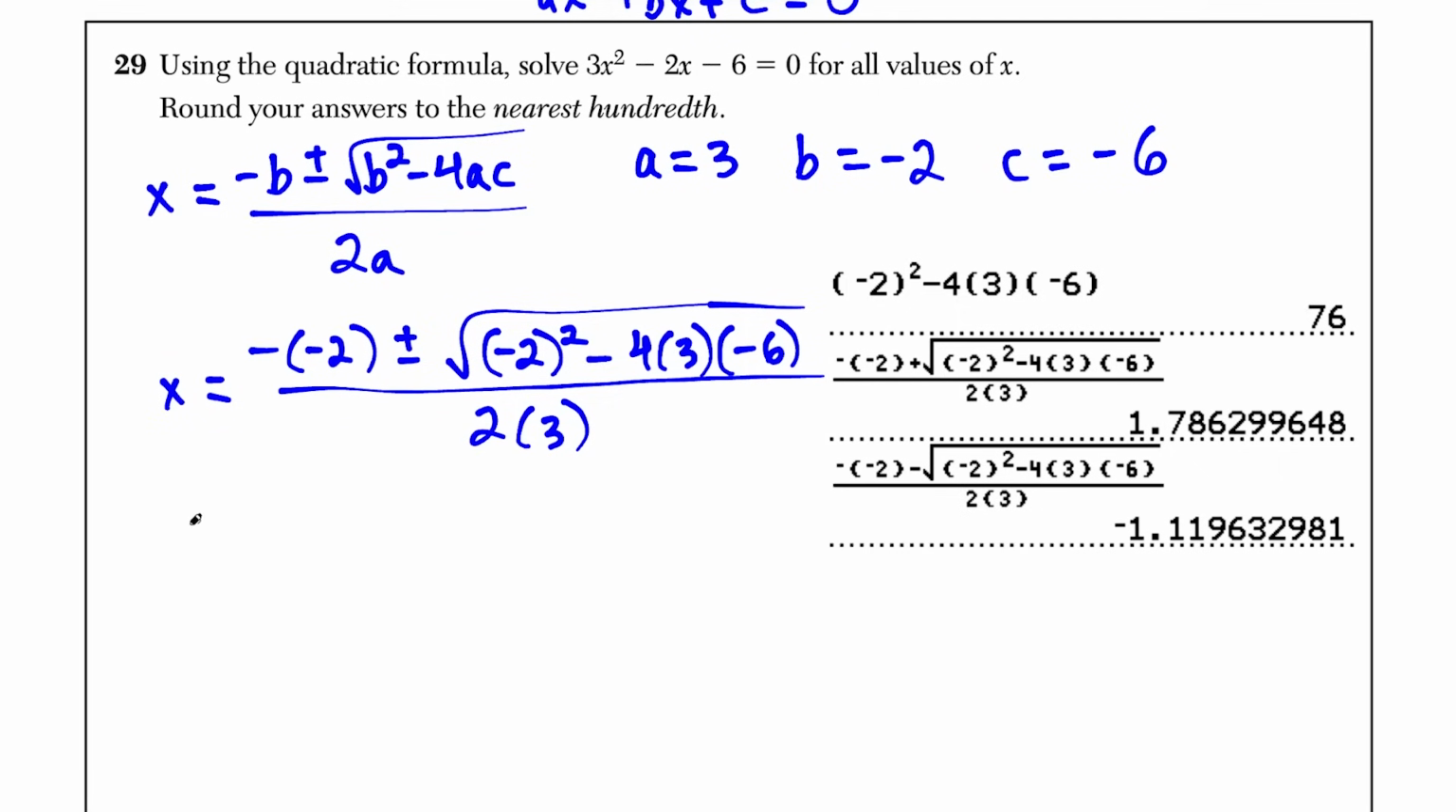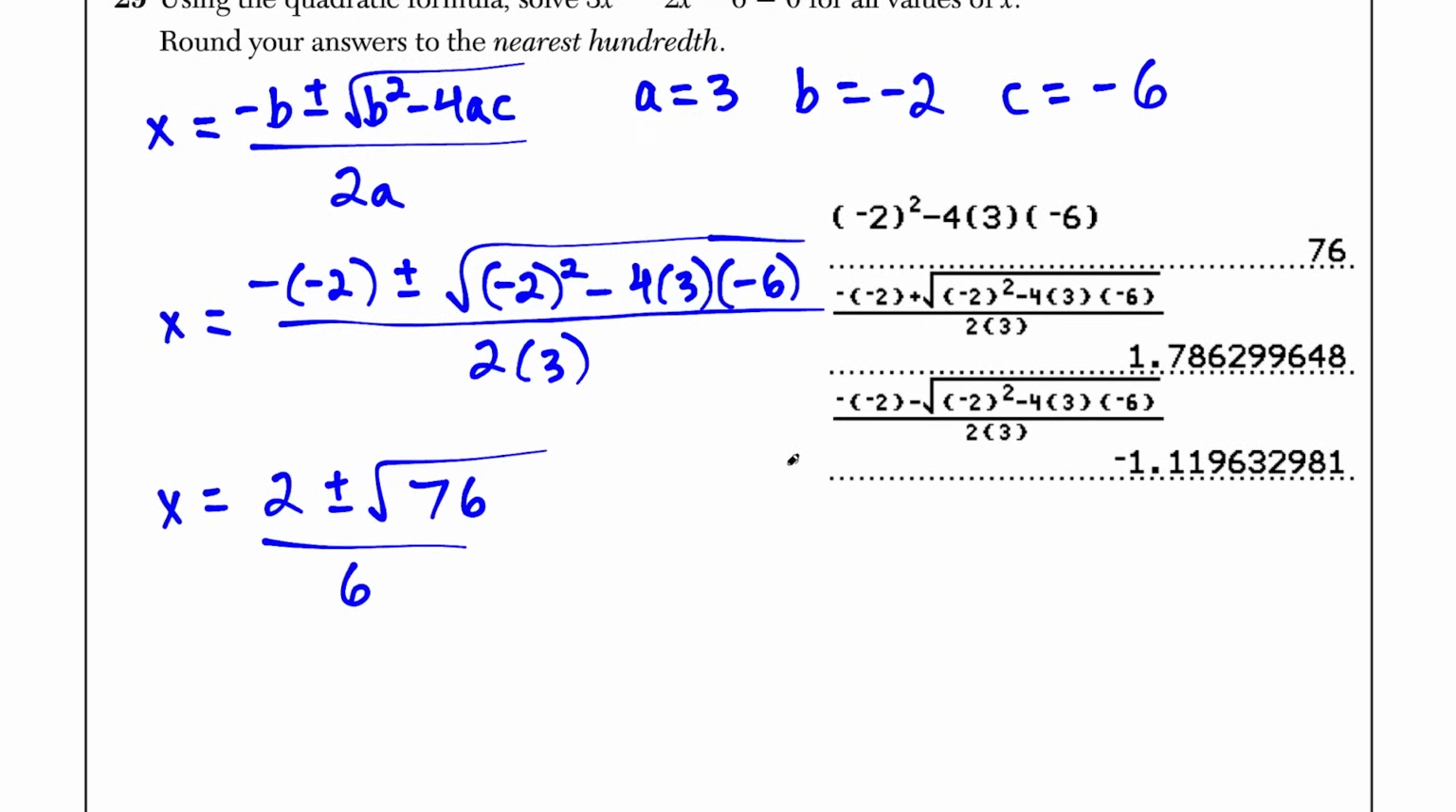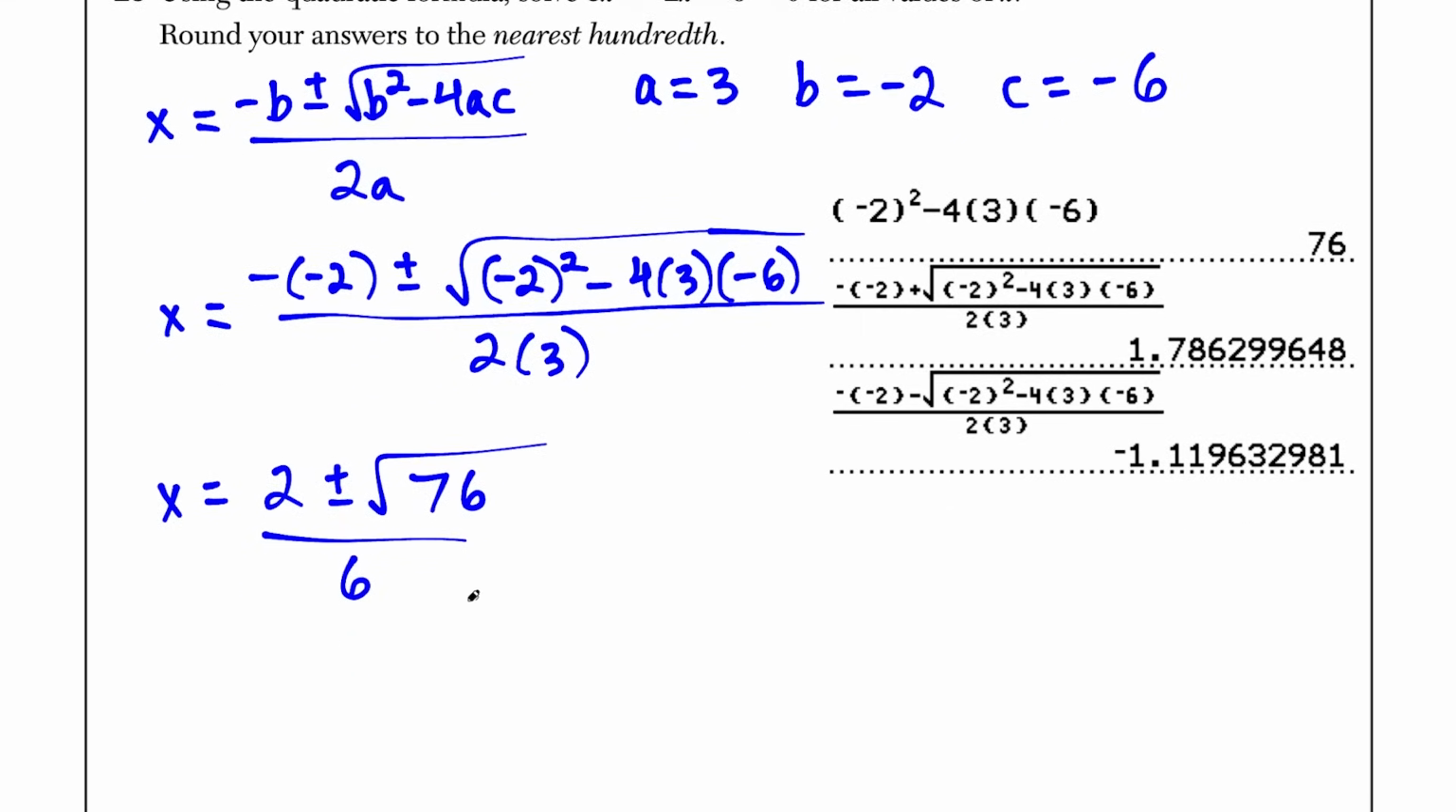So if I want to show a nice in-between step here, I could say x equals negative 2 is positive 2. And then I have plus or minus the square root of. And when we simplified this stuff under the square root, we got 76. Okay, and then this is all over 6. So now if I want to write out all of the answers and we're rounding to the nearest hundredth, what I'm going to do is first I'll write out the x equals, and we have 2 plus the square root of 76 over 6.